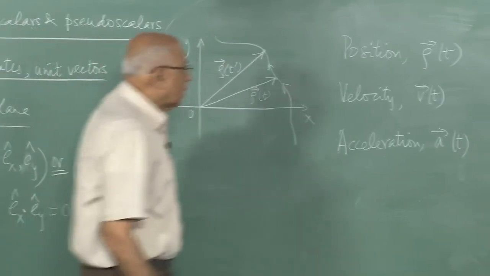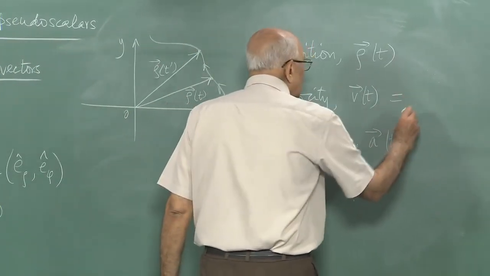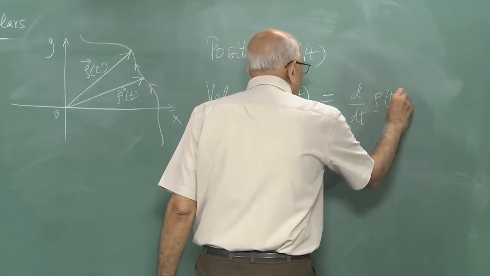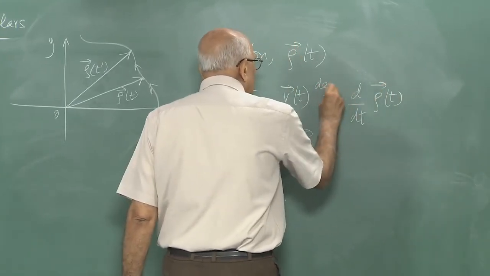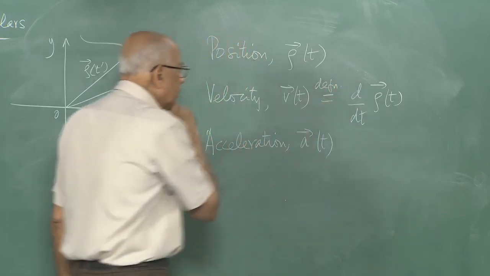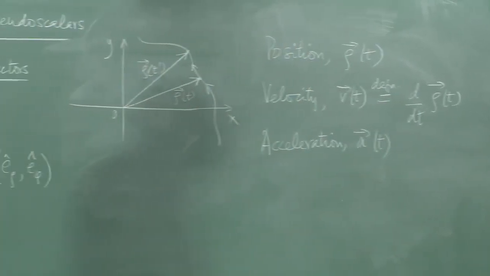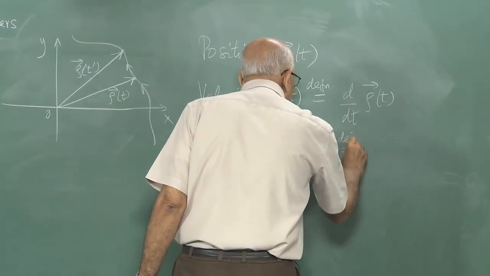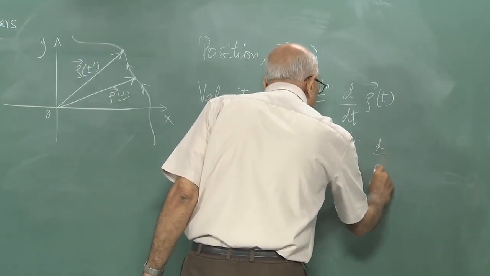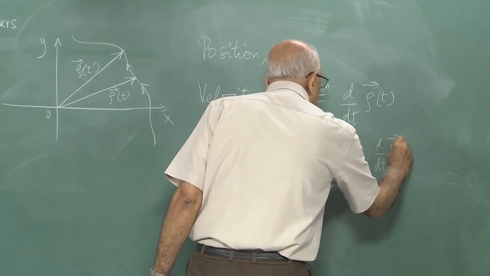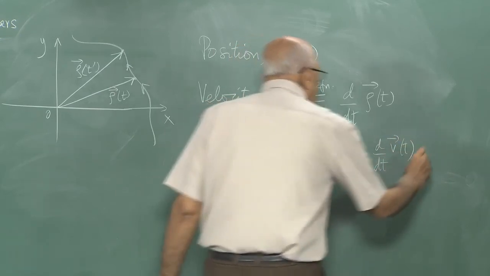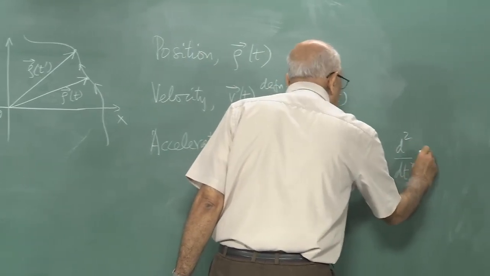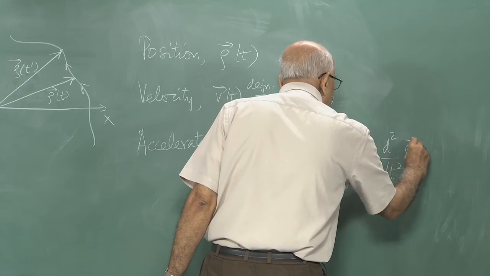Now what is this velocity? As you know from calculus, this is equal to the rate of change, d over dt of rho of t, and that is the definition of the velocity. The acceleration, by definition, is d over dt of v of t, and that of course is equal to d2 over dt2, the second derivative of the position.